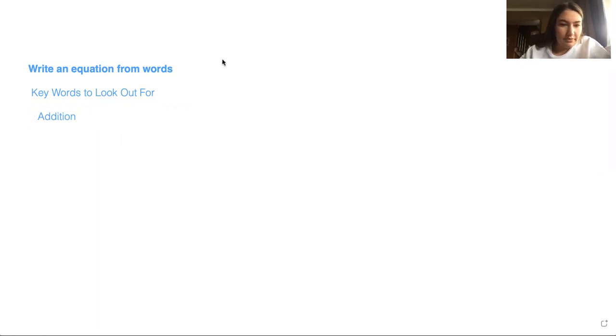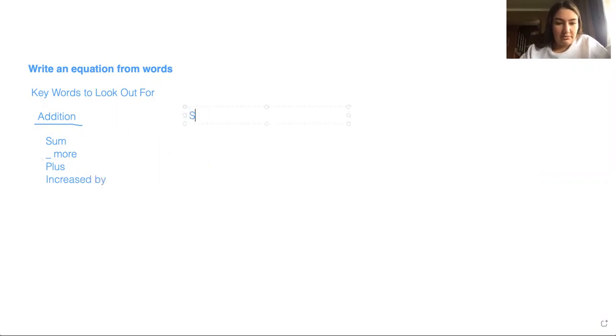Okay, so some keywords for addition could be some, more, so like P more than Q or something like that, plus, or increased by.